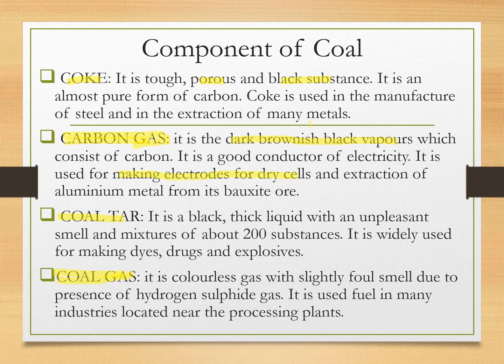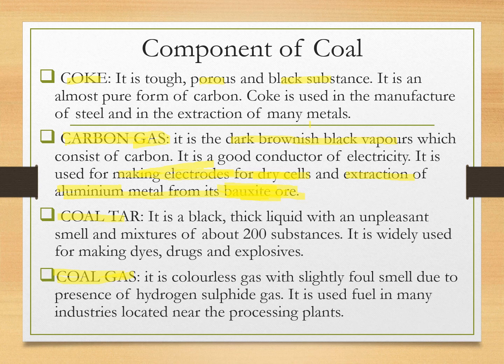It is used for making the electrode, the positive electrode for a dry cell. You have a battery in your home, right? The pencil batteries or whatever it is, that is what we call a dry cell. Next, extraction of aluminum from bauxite, the ore of aluminum. We extract the aluminum from bauxite using this carbon.